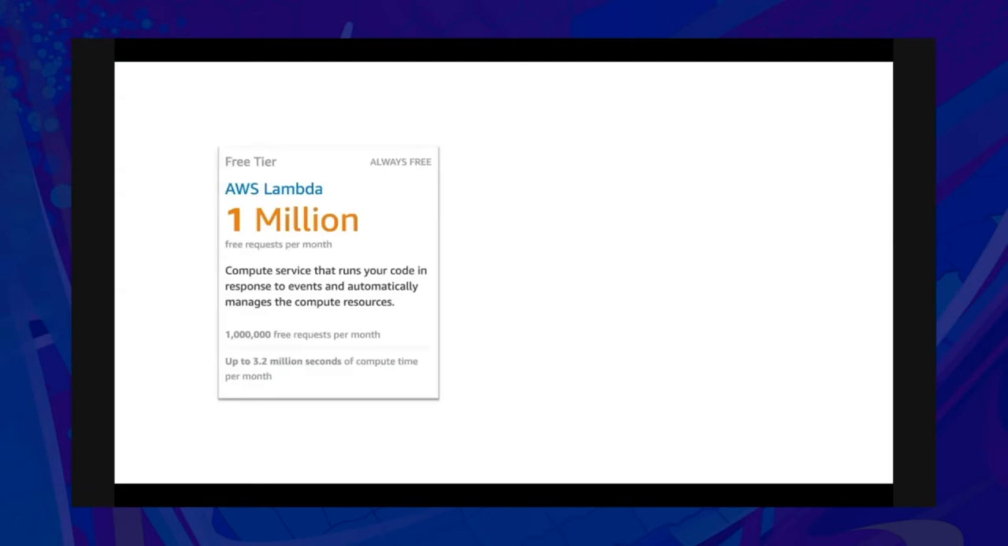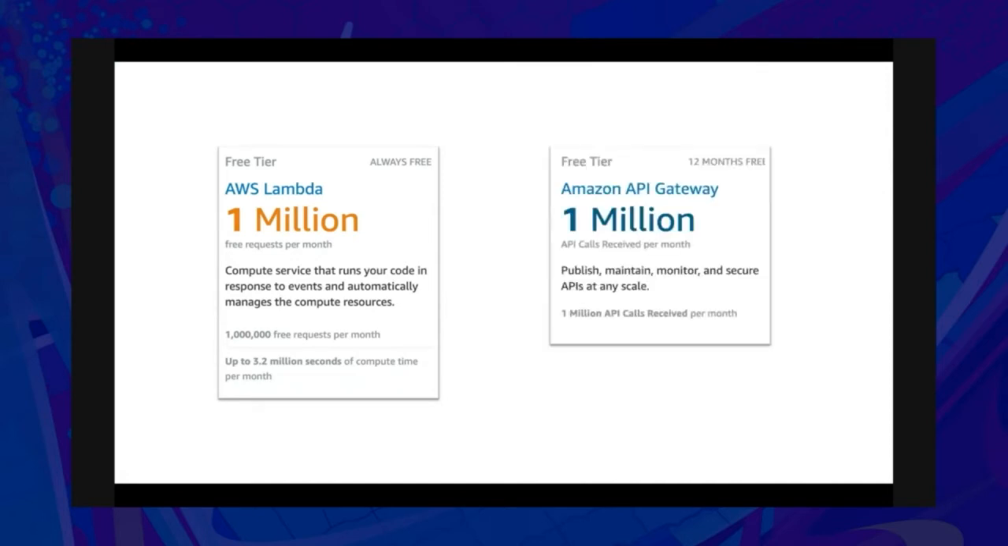AWS Lambda is under Amazon's free tier, up to 1 million free requests per month and up to 3.2 million seconds of compute time per month. So you'd have to have a pretty hopping site to get past this. And then API Gateway, you get 12 months free up to 1 million API calls received per month. After that, it does cost something, but it's very little. So you can safely put this up there and see if it works for you, probably without incurring much cost.